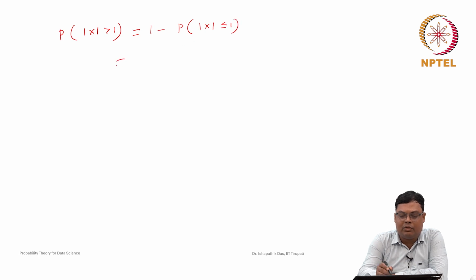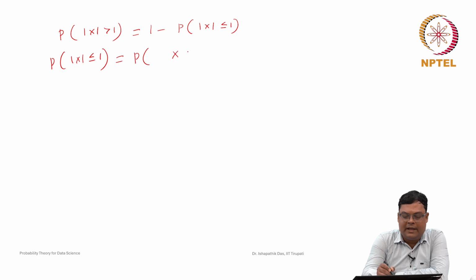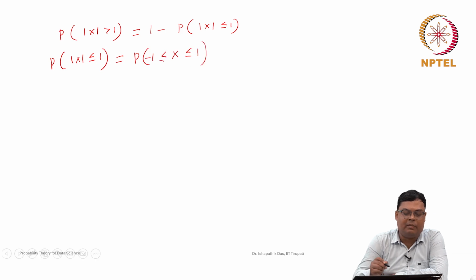So why do we do that? Because if we first find the probability that mod x is less than or equal to 1, that is the probability that x is less than or equal to 1 and also x is greater than or equal to minus 1. It is easy to find this probability, because the density function is 1 by 4 on minus 2 to plus 2. So we integrate from minus 1 to plus 1 of fx dx.